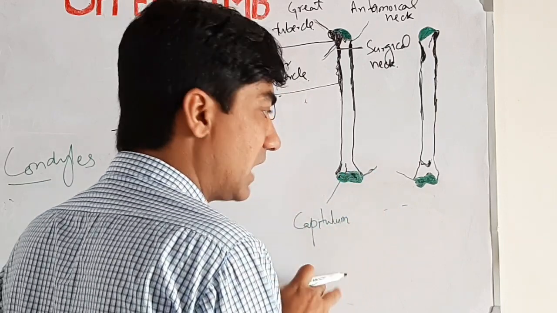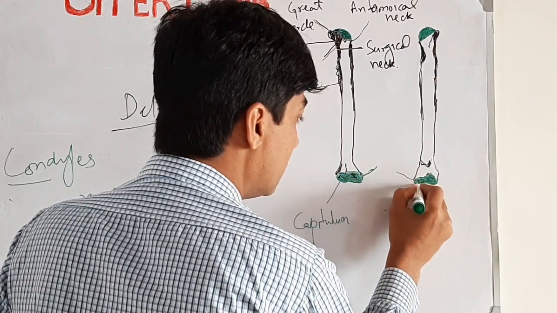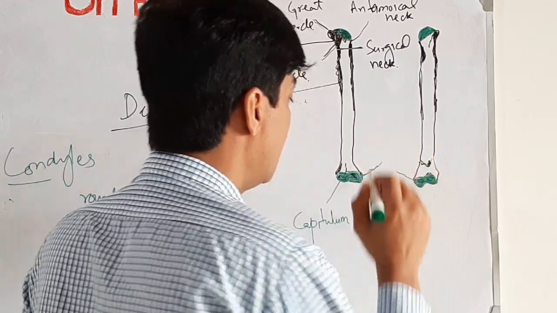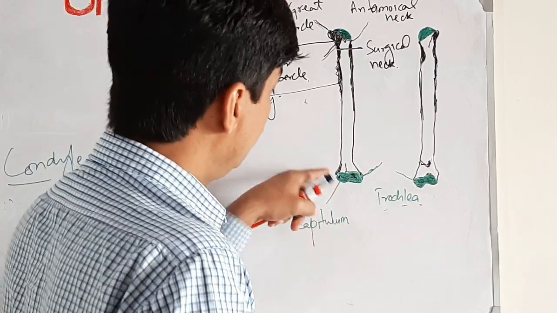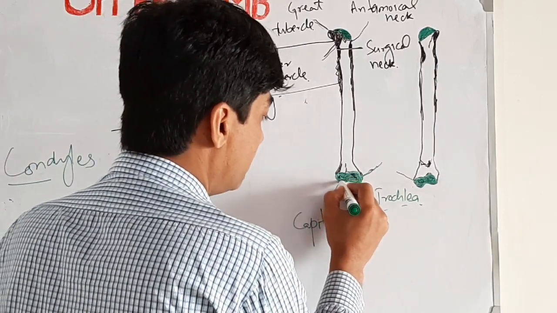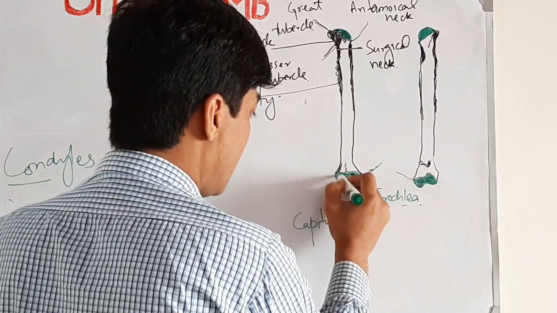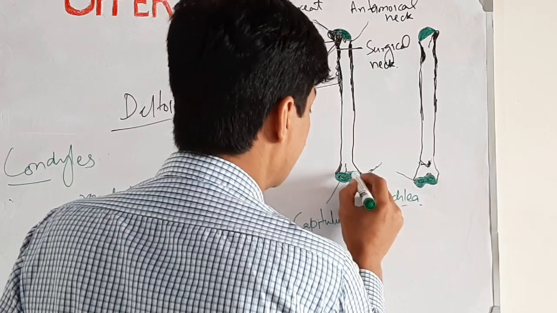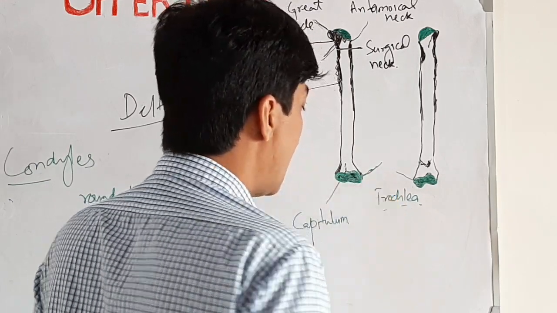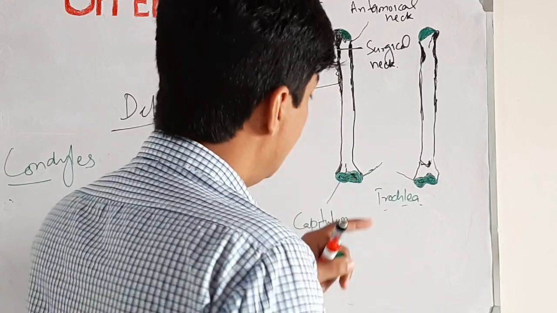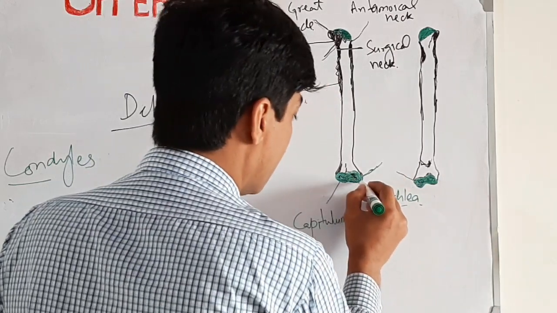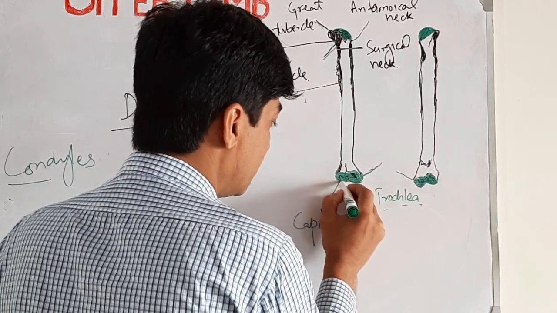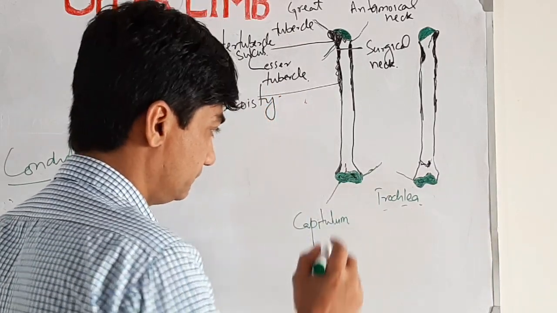The lateral condyle is called the capitulum. The medial condyle is called the trochlea. The capitulum, which lies laterally, looks like a flat tile, and the pulley-like structure of the trochlea articulates with the forearm bone, the ulna, and the capitulum is attached with the head of the radius.